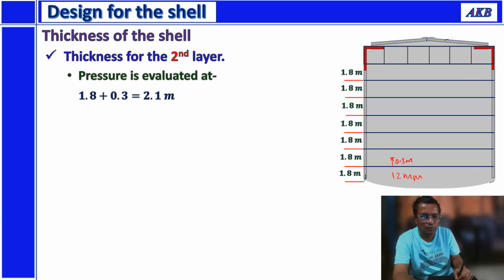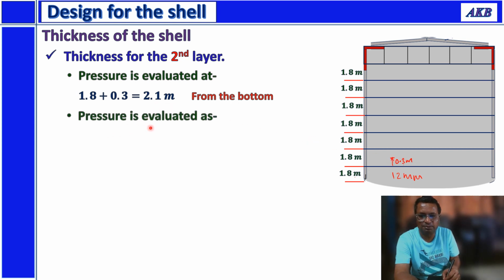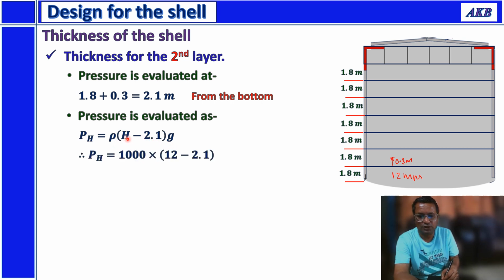So it will be 1.8 plus 0.3. That's why you have this equation over here. You have this height 1.8 plus 0.3, that comes out to be 2.1 meter, and this is measured from the bottom. If this is the case, then pressure for the second layer will be evaluated as pH is equal to rho into (H minus 2.1) into g. So total height minus distance from the bottom, that is 2.1.